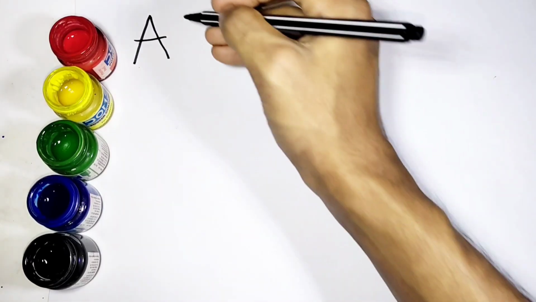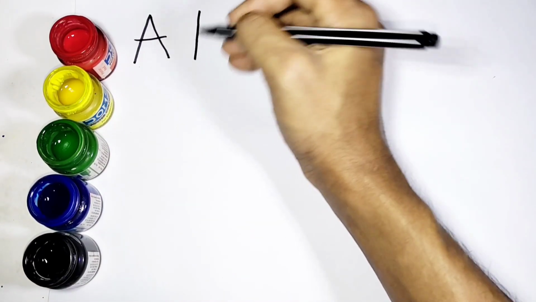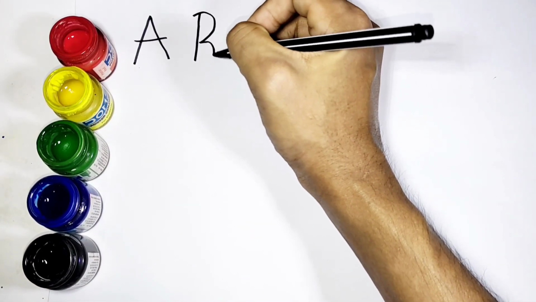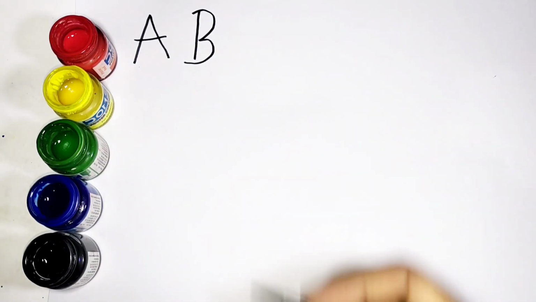A for apple, A for ant. The next one is B. Kids, now we draw the alphabet of B. B for ball, B for bat.